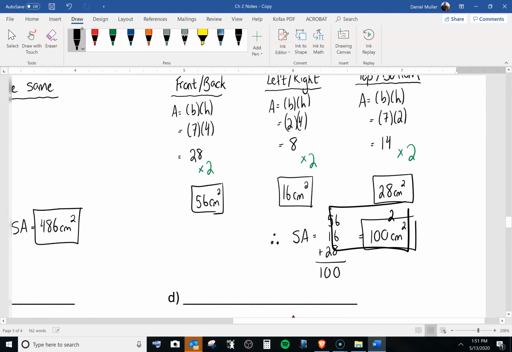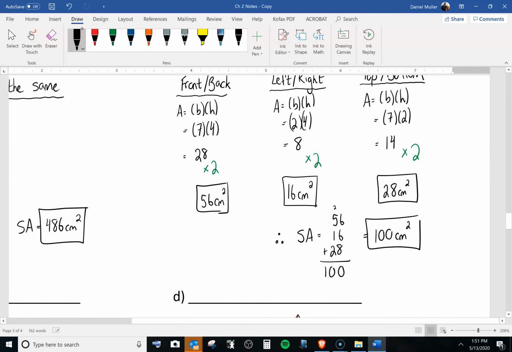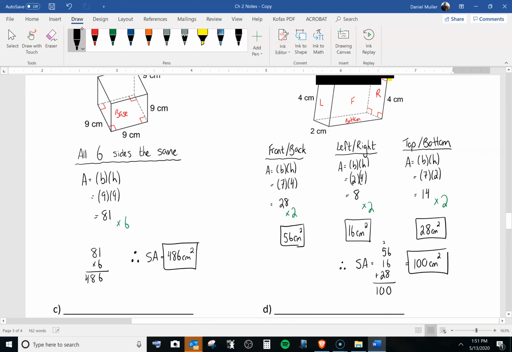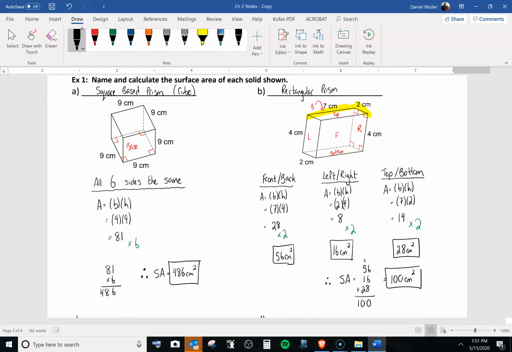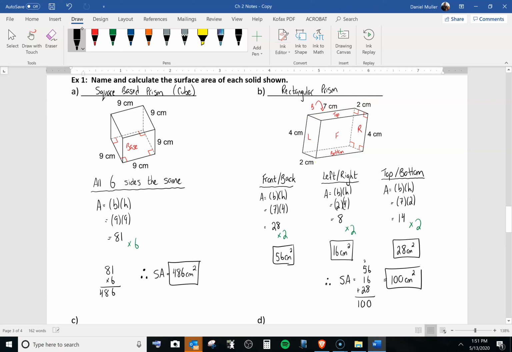Let's see if this will fix itself or if I'm just screwed here. No, I got it. Okay, so I'm going to zoom out here so you can see all of them. You need to make sure everything is clear. Lucky for us, the first one, all 6 sides are the same, so we just had to get 81 once and times it by 6. The other side, we had to break it up into 3 groups because there were 3 things that are the same. So like I said here, pause it, make sure you get everything right, and we'll start on the next 2.